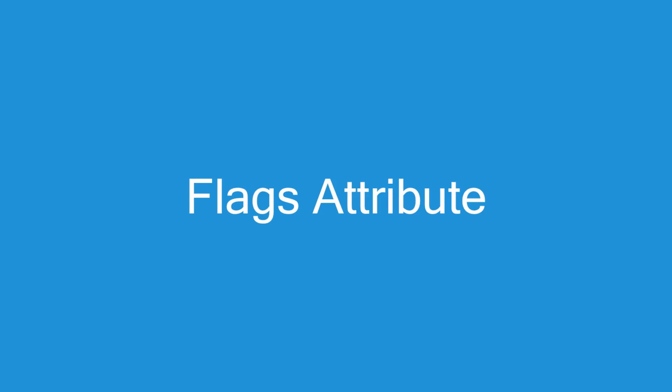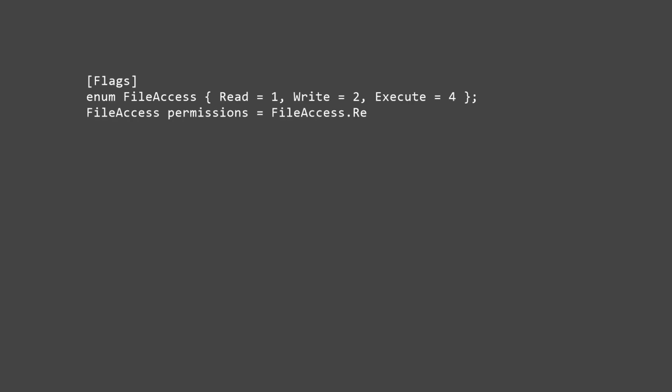Flags attribute. Add the Flags attribute to an enum to treat its members as bit fields, allowing combinations of values for greater flexibility.